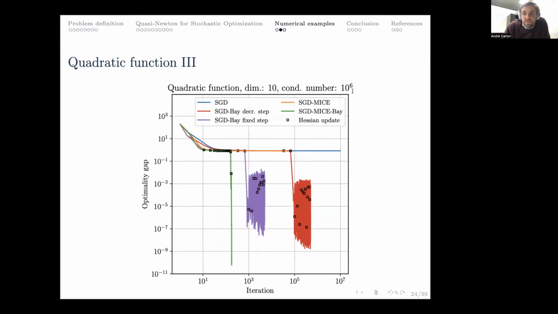And then in the second case, it's exactly the same, but we increase the condition number to 1 million, and then it gets even more clear that we really need to precondition to get a good convergence. So the methods where we're not using the second-order information just get stuck here, seemingly stuck forever, with a very low rate of decrease, while when SGD-MICE gets the Bayesian preconditioner, we get a good convergence here once we learn enough about the Hessian. And similarly, the two methods just get stuck wiggling here.